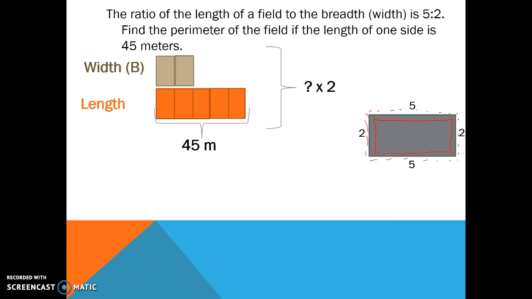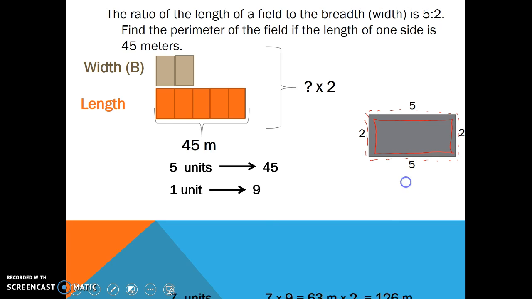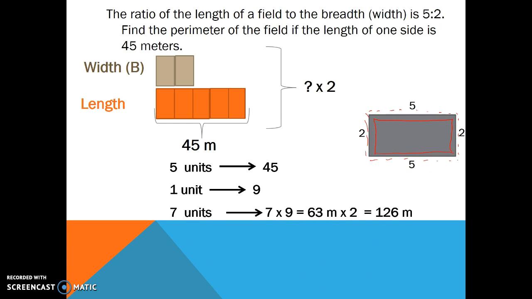So let's first solve for 1 unit. We have 5 units that equals 45 meters. Then we're going to solve for 1 unit. So 45 divided by 5 is 9. And then we're going to solve for 7 units, and then we're going to double it. So let's do 9 times 7. And that's, of course, 63. And then, of course, we need to double it because we're going all the way around the perimeter, not just around 2 sides. 63 times 2 is 126 meters.